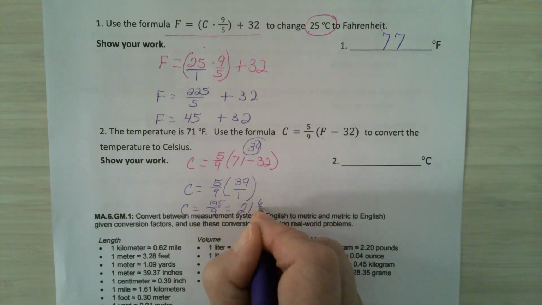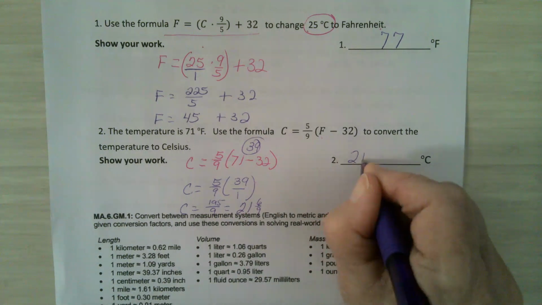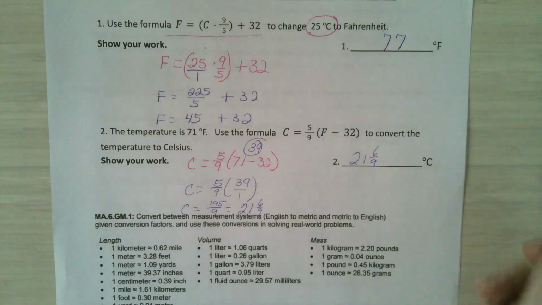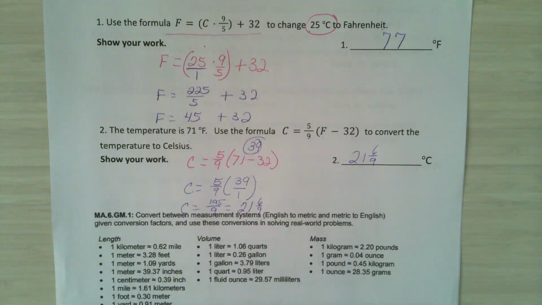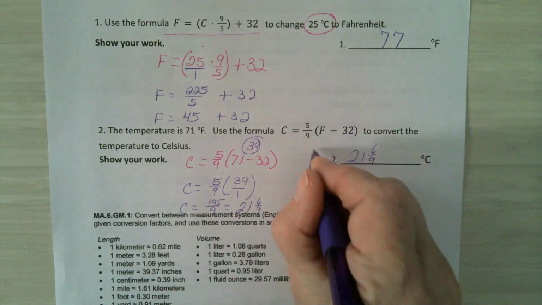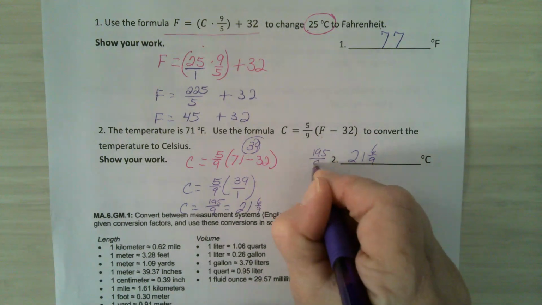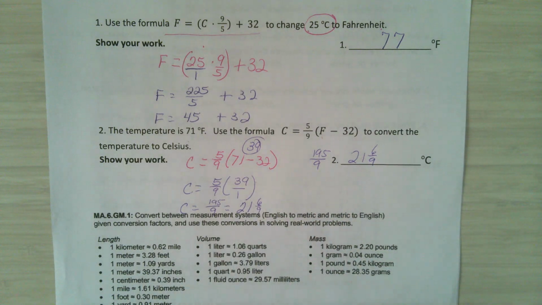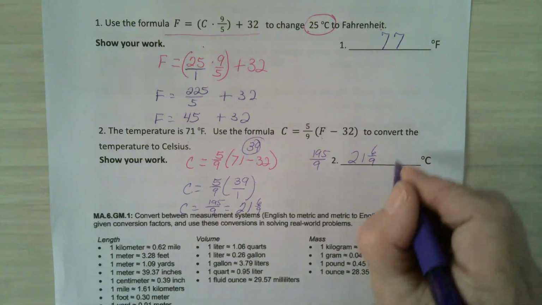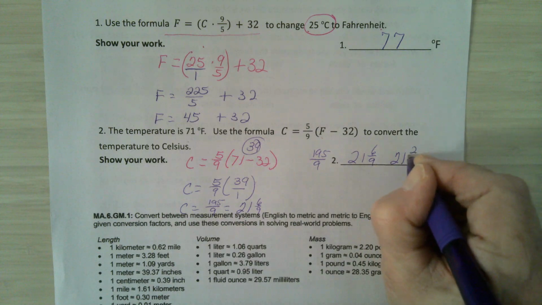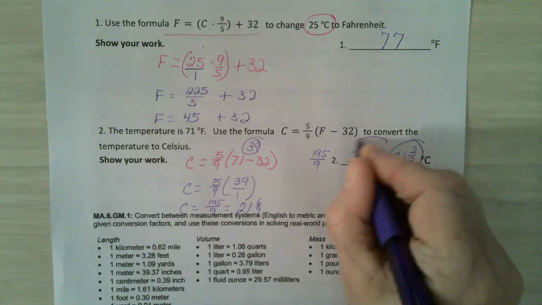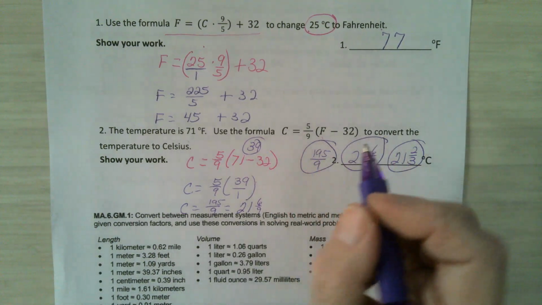So you could write it as a fraction. So you could say 21 and 6/9 could be one of your answers. Okay? You could say 195 over 9 as an answer. You could have said 21 and 2/3 as an answer because 6/9 simplifies.